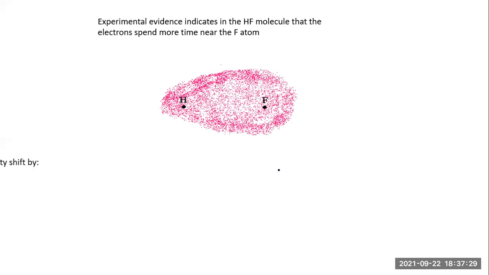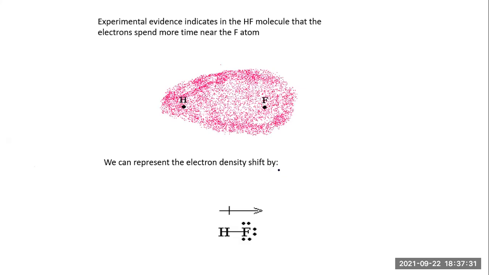So that's basically what this smear shows. The pink is sort of where the electron density is. And again, most of the electrons are hanging out near the fluorine because it's attracting those electrons to really move closer to the fluorine, creating that partially negative charge on the fluorine side and partially positive charge on the hydrogen side.